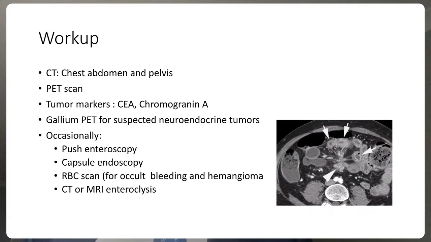Now, the workup. You find often that the workup for these patients depends totally on their presentation. They could present with small bowel obstruction, and by then they will have had a CT scan that showed a mass or just obstruction of the small bowel in a patient who had no previous abdominal surgery. They get explored and we find the tumor.